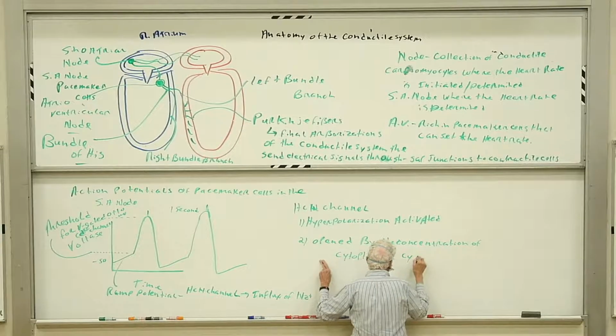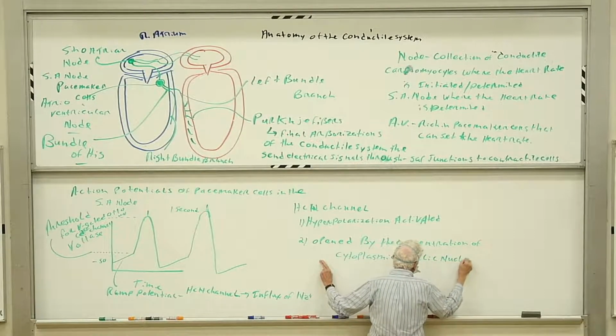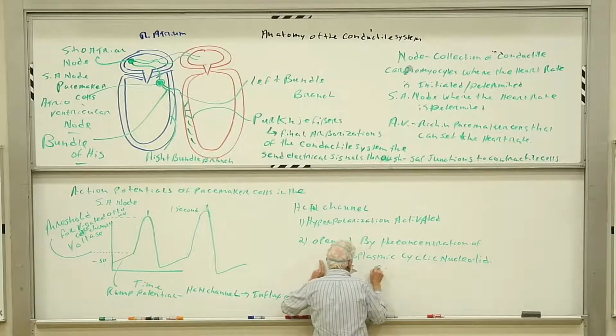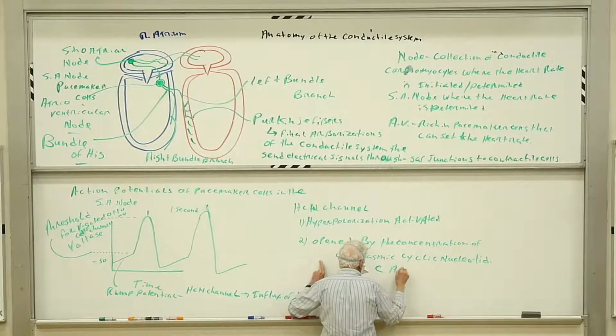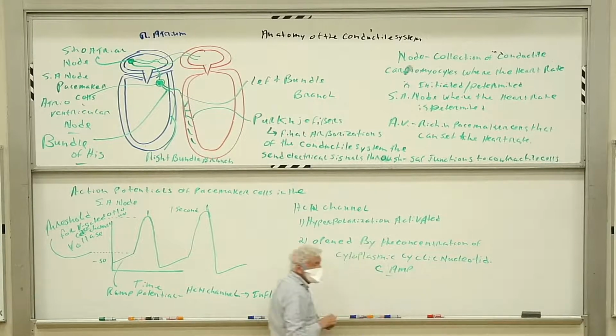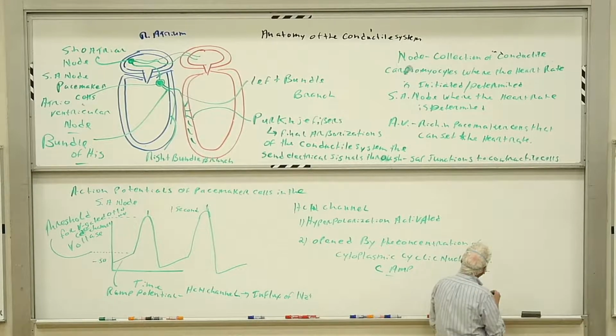Cyclic nucleotide. In this particular case, the cyclic nucleotide is cyclic AMP. It's cAMP, the same signal we talked about in the endocrine system. Now, if we look schematically at one of these channels, we can think of it this way.